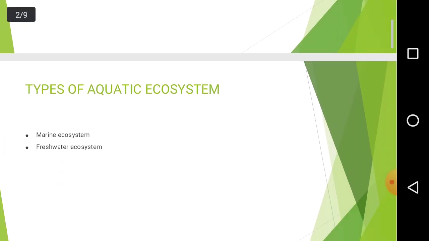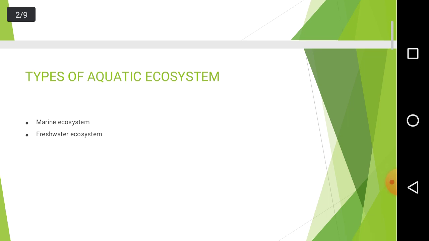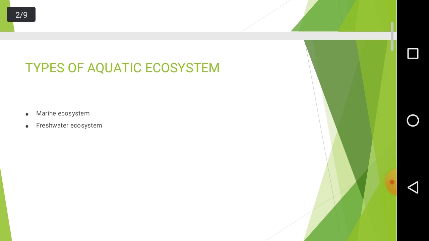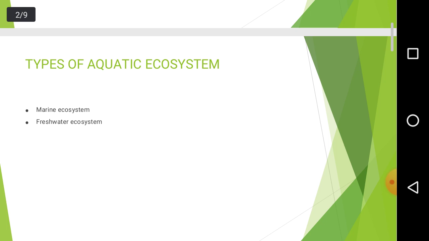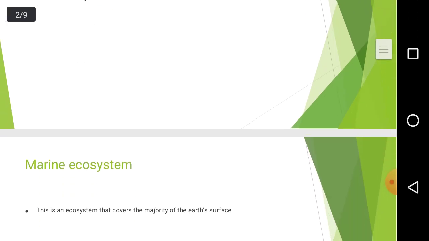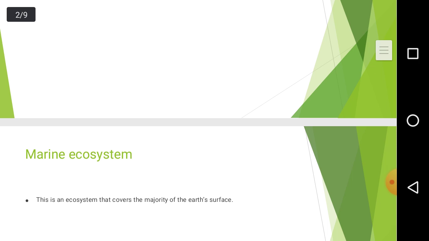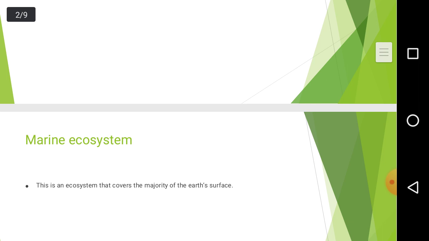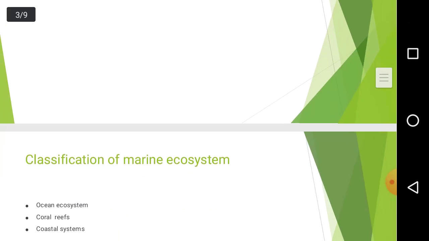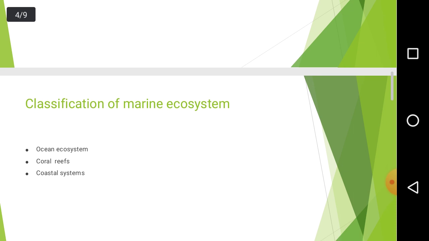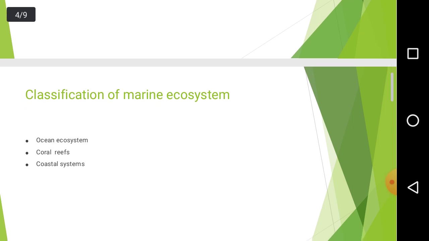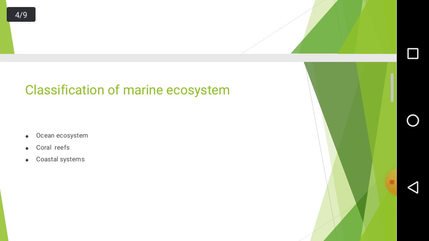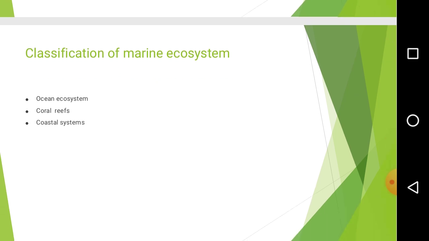Types of aquatic ecosystem. On the aquatic ecosystem there are two types, namely the marine ecosystem and the freshwater ecosystem. The marine ecosystem is the ecosystem that covers the majority of the Earth's surface. Marine ecosystems are classified into several bases. One of them is the ocean ecosystem, coral reefs, and coastal systems.